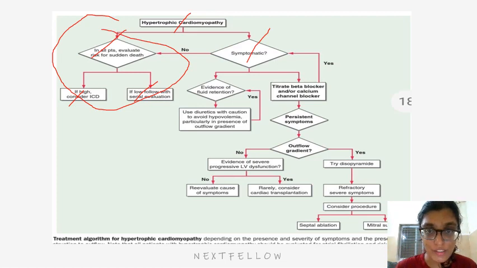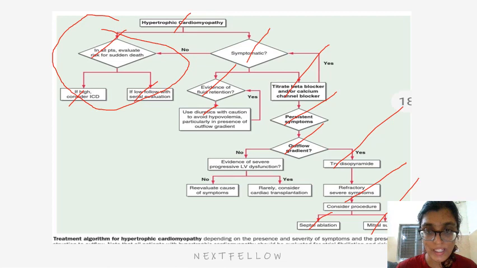If there is evidence of fluid retention, use diuretics with caution to avoid hypovolemia, particularly in the presence of outflow gradient. If the patient is symptomatic, titrate beta blocker and calcium channel blockers. If symptoms still persist, and if there is any outflow gradient, try disopyramide. In the presence of refractory severe symptoms, consider septal ablation or mitral surgery.